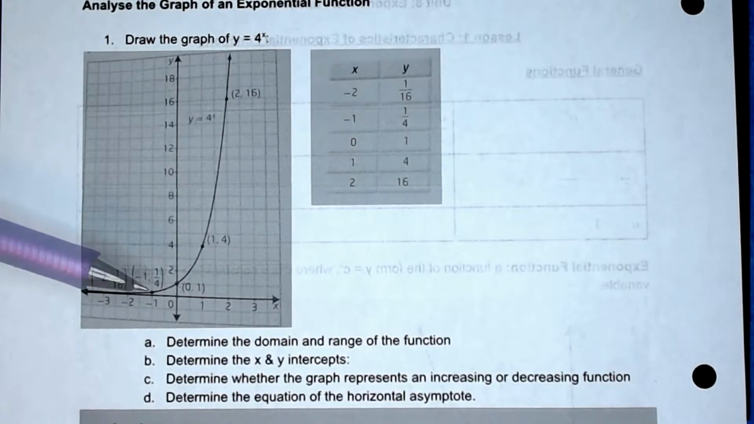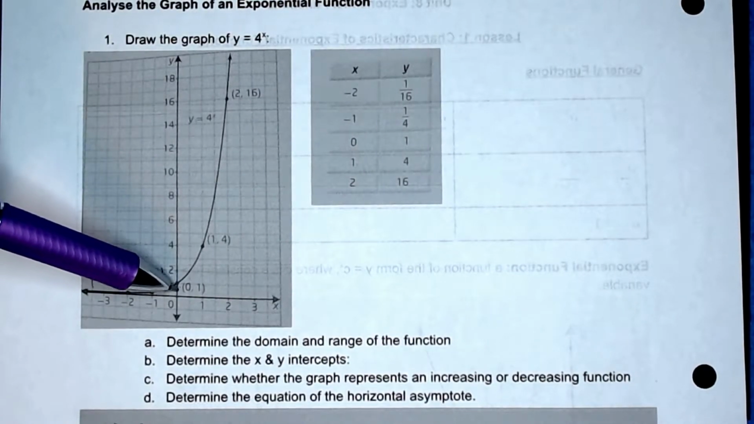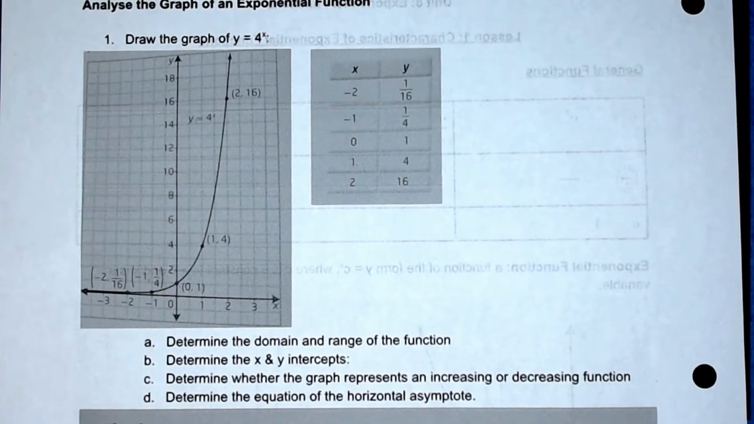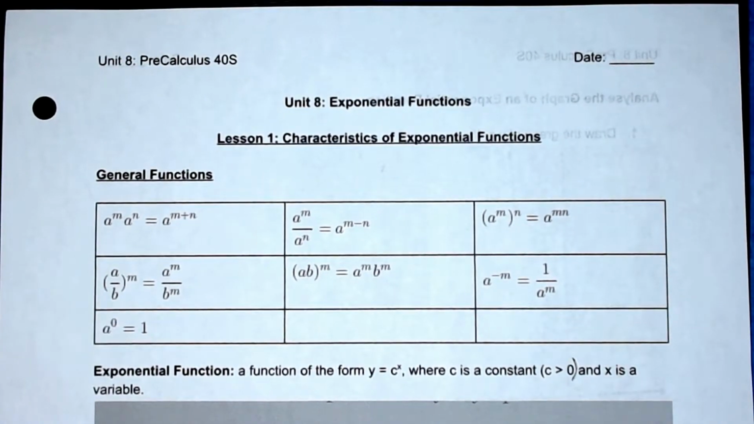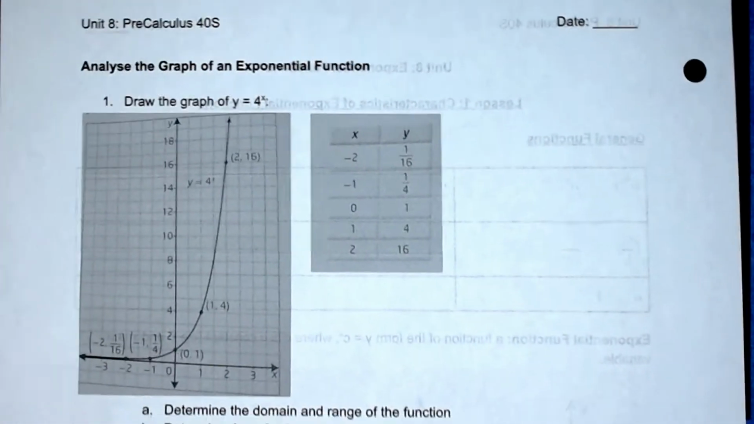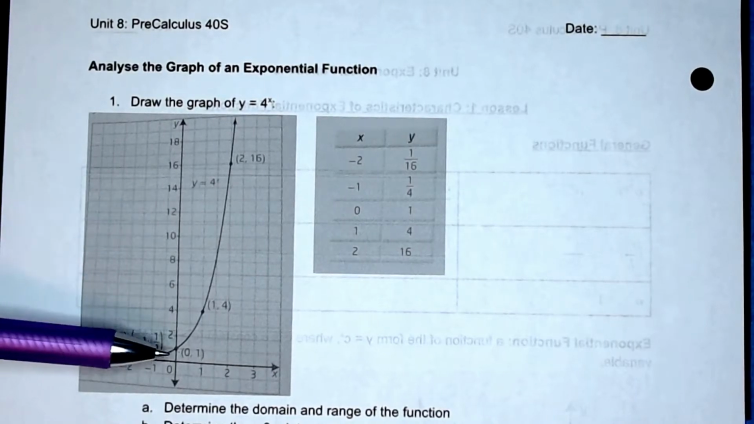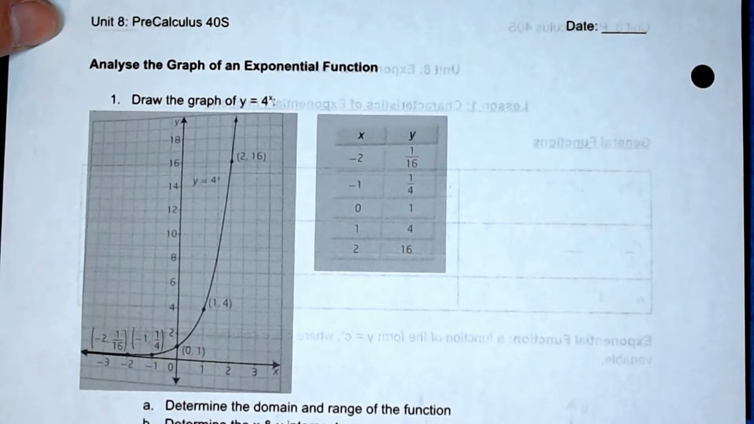Now, a common attribute of these graphs is that if there are no transformations to the function, if it's just y is equal to c to the power of x, they will always go through 0, 1. That goes back to the general rule, a to the power of 0 equals 1. Anything to the power of 0 is always 1. So you can look for this point, 0, 1, on your graph as a starting point, as long as there are no transformations done to the graph. It will always be in your base function.